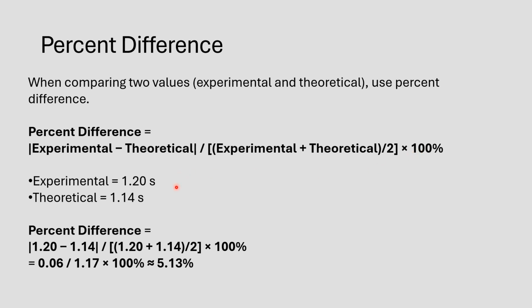In our case, the experimental was 1.2 seconds, the theoretical is 1.14 seconds. So the percent difference is equal to 1.2 minus 1.14 divided by the average, which is the sum of these two numbers divided by 2, 1.17. So it's 0.06 divided by 1.17 times 100. That's 5.135%. So that is the percent difference between the two measurements. And that's not outrageous. That's a fairly reasonable number for this simple experiment.